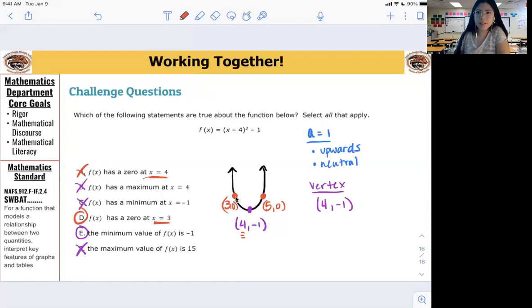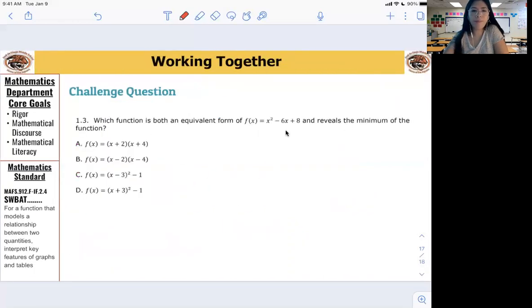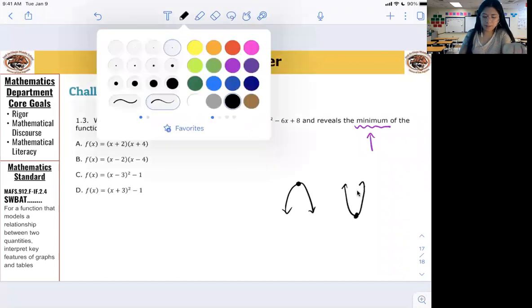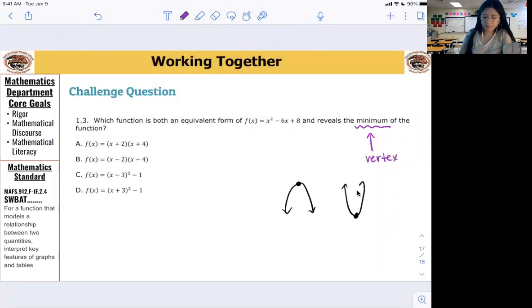Okay. All right. We're almost out of time, but let's see if we can do one last one. Which function is both equivalent to this one and reveals the minimum? So remember, the minimum is located at the tippity bottom, and another name for that point is the vertex. Yeah, that's the vertex. It's the same thing. If you say minimum or maximum, that's vertex.